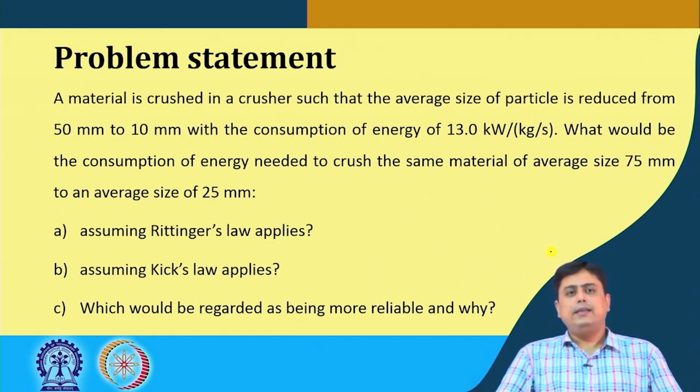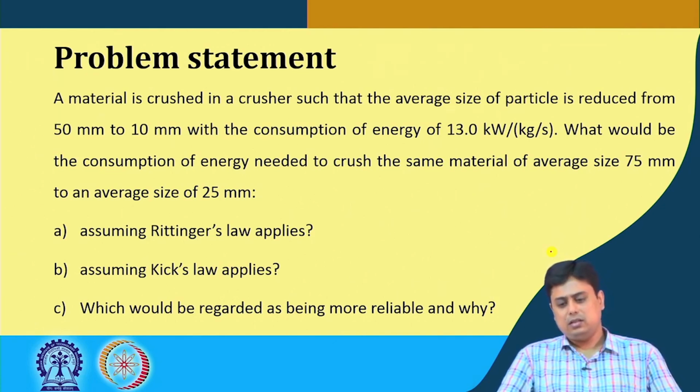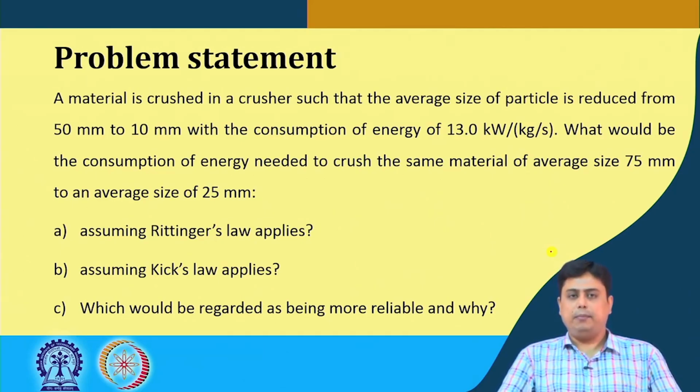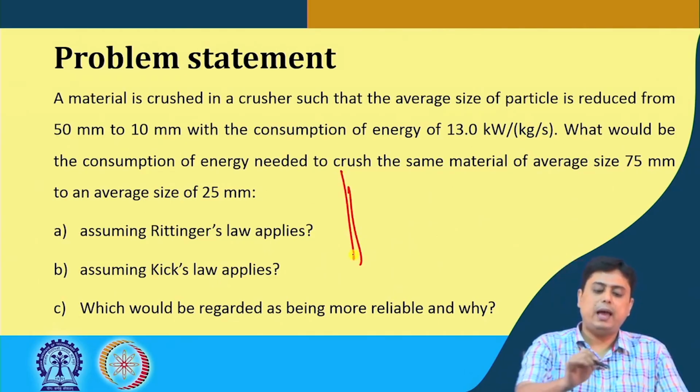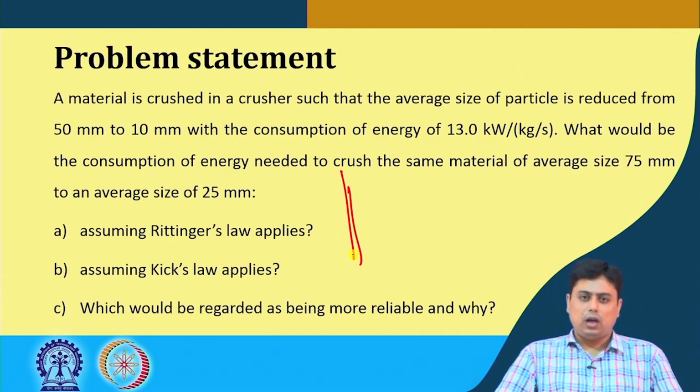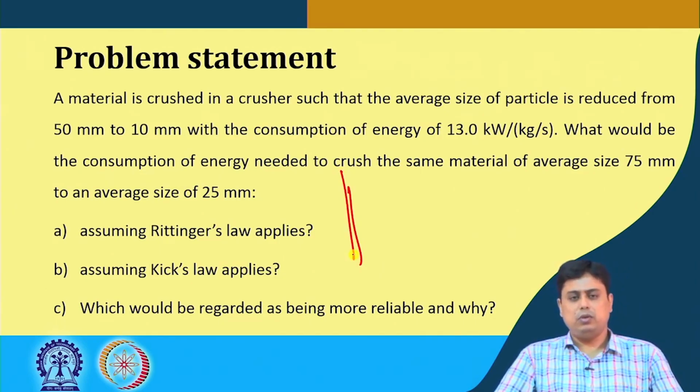So, what would be the consumption of energy needed to crush the same material from an average size of 75 millimeter to an average size of 25 millimeter? Assuming Rittinger's law applies, and assuming Kick's law applies. We will see that for the same problem, if we apply two different laws, what is the difference in the magnitude that these predictions will provide us.